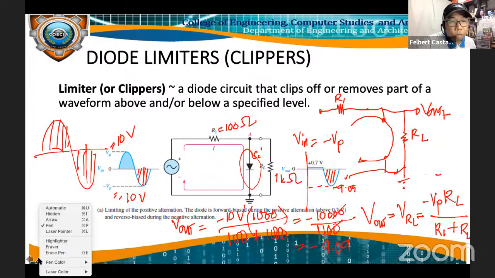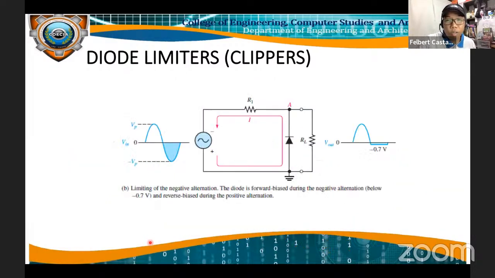Okay, so let me proceed to the next page. So ito naman, yung example ng circuit natin na yung negative half cycle naman yung naka-clip or ni-remove. Do you follow? So in this case, during the positive alternation, positive input voltage, ano yung orientation? Si diode ba ay naka-forward or reverse bias? So positive, connected to the cathode, yung diode mo is in reverse bias.